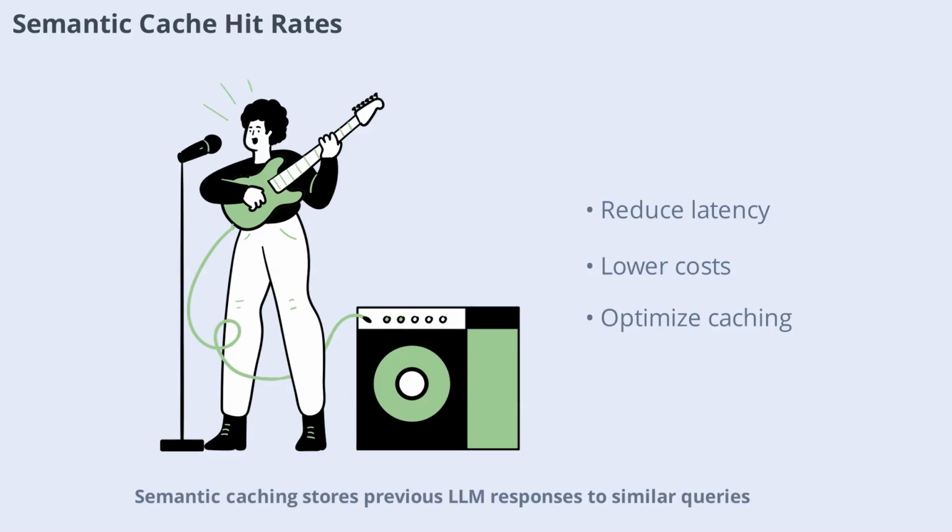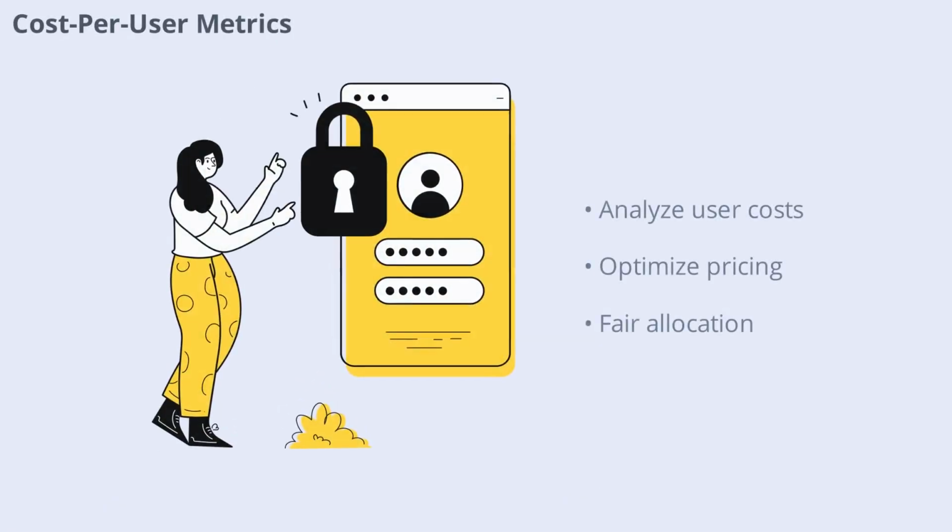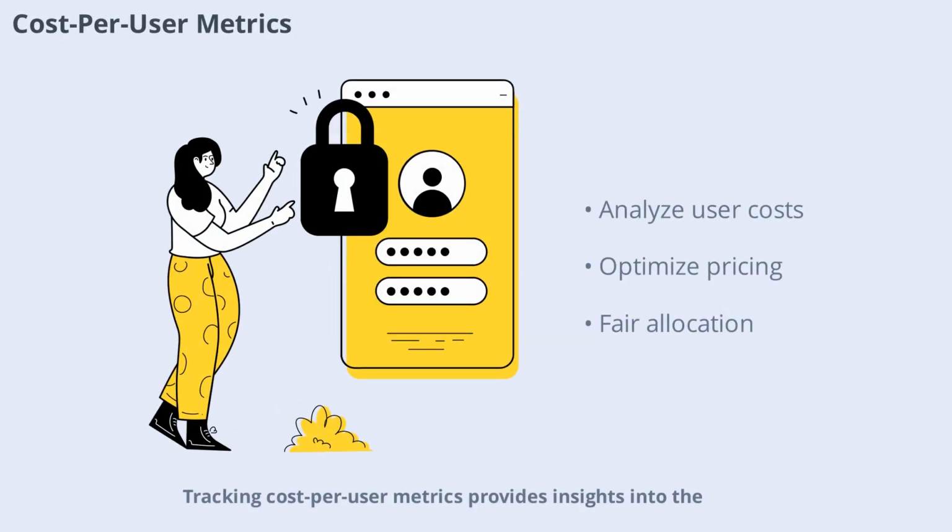Semantic caching stores previous LLM responses to similar queries, reducing latency and cost. Monitoring cache hit rates helps evaluate the effectiveness of your caching strategy and identify opportunities for further optimization. Tracking cost per user metrics provides insights into the efficiency and scalability of your LLM application.